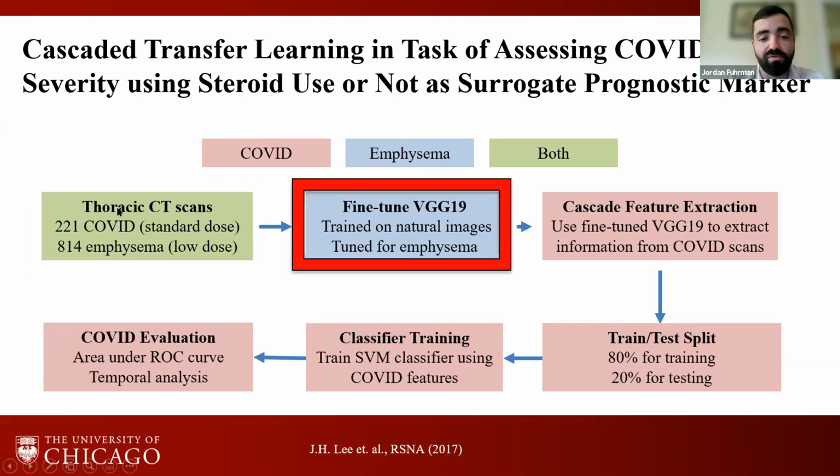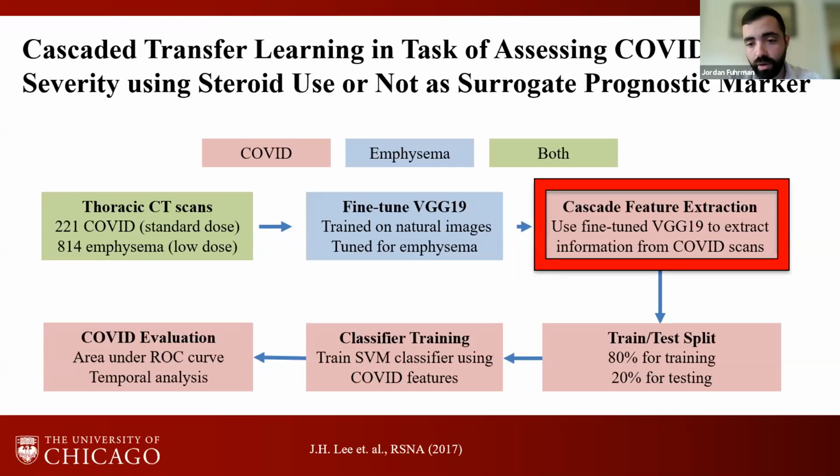So what we did is we took a VGG19 architecture and first trained it on natural image classification on the ImageNet database. We then tuned this VGG19 model for classification of emphysema using the low-dose CT set so that the model would, in a way, get used to seeing grayscale images and potentially learn useful features of the lungs that would be indicative of disease. We then performed what we called the Cascade feature extraction step, where we used the fine-tuned VGG19 architecture to extract information from the COVID-19 patient scans.